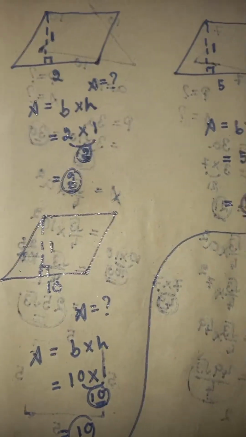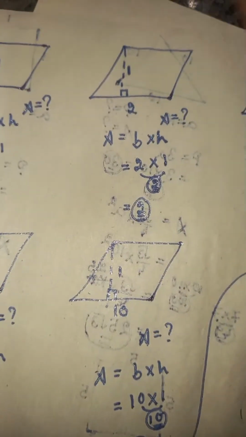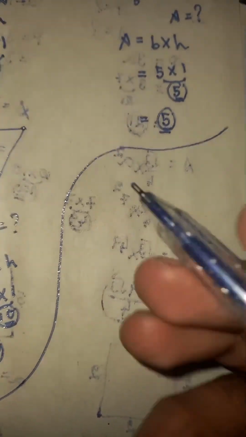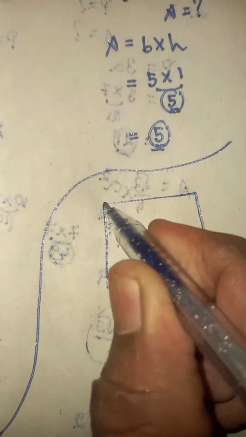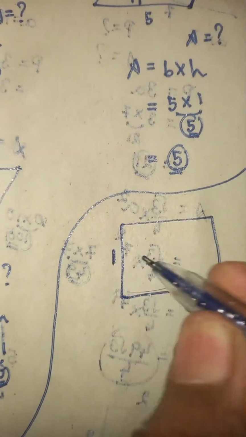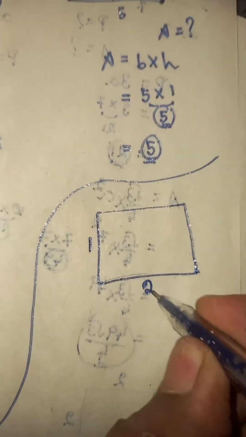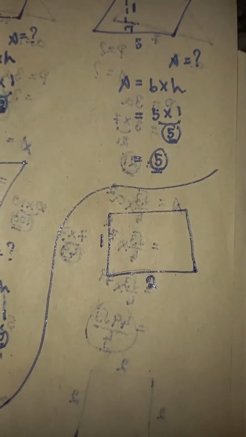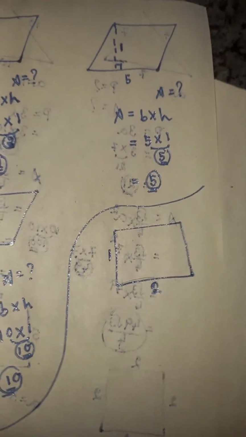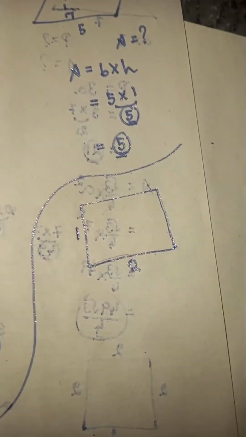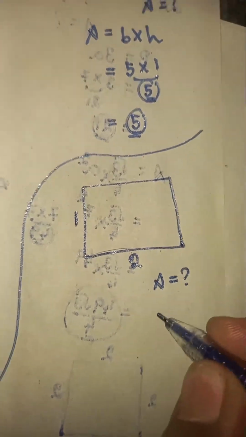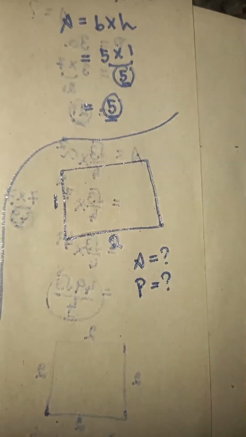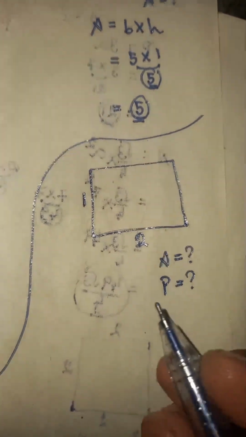Now I'm going to do this problem, which is how to find the area and perimeter of a rectangle. If they have given a rectangle with length 1 unit and breadth 2 units, you need to find what the area and perimeter of this rectangle are. You can find them out.